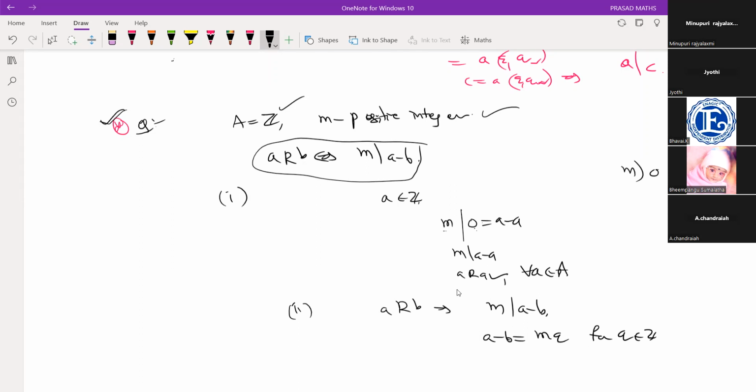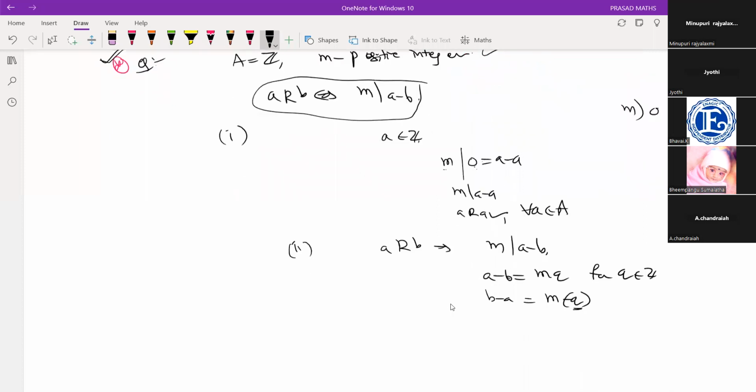What do I mean by this? Multiply M into minus Q, what do you get? M into minus Q. Whenever Q is an integer, minus Q is also an integer because it's an integral domain. So automatically, with respect to addition and multiplication, it's an integral domain. Therefore, B minus A is equal to M into minus Q. Whenever M divides A minus B, what does that mean?